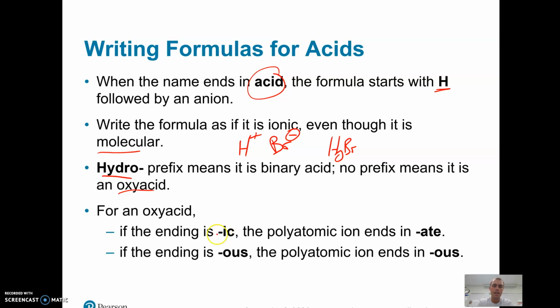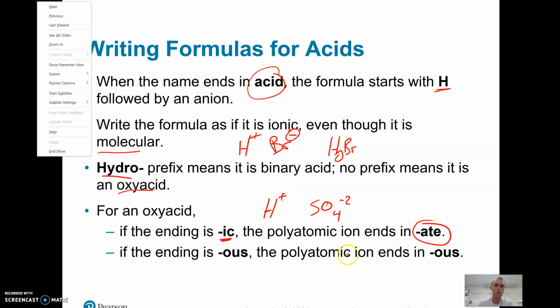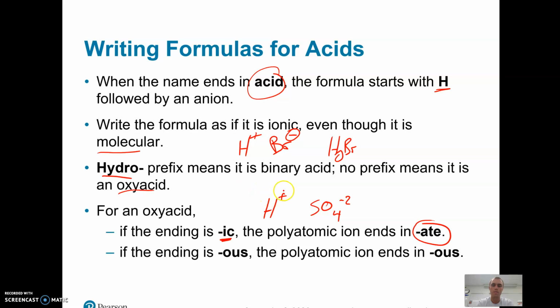For oxyacids, if the ending is ic, that tells us that the polyatomic ion ends in ate. So if we have sulfuric acid, we know that it's going to start with H because it's an acid. Sulfuric tells us that we're dealing with sulfate, and so we have SO4 2-. In order to make this formula work out, we have to have 2 H to balance out the -2 charge. So the formula would be H2SO4 for sulfuric acid.